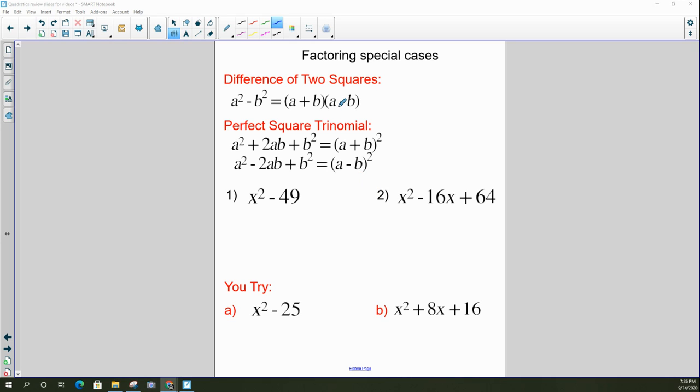This video is going to talk about factoring special cases of quadratics. We have two of them here, so I would take notes. All right, there's the difference of two squares, and there's perfect square trinomial.